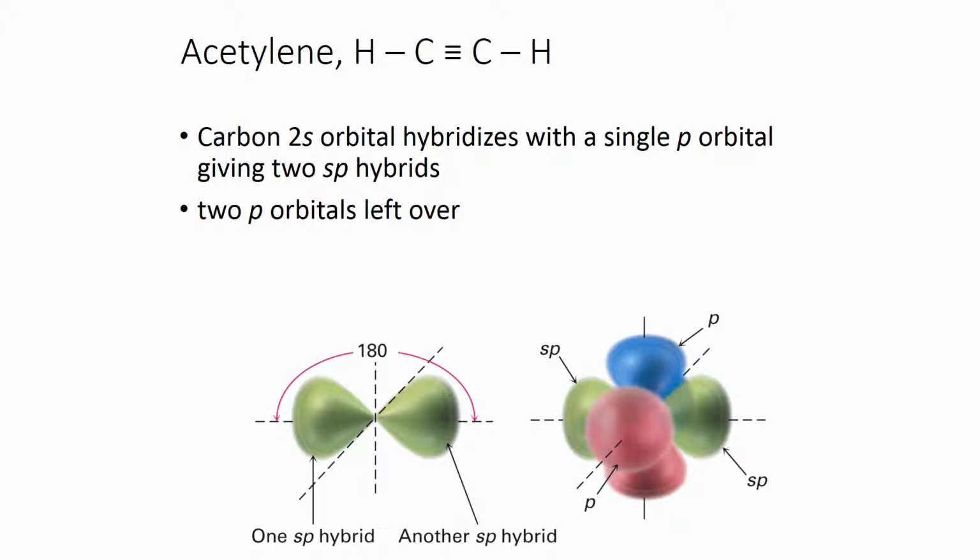Here's acetylene. One of the carbons in acetylene is going to be sp hybridized. To make an sp hybrid orbital, you take one s and one p, leaving 2 p orbitals left over. This gives 2 sp hybrids, one of them here and one of them here. The 2 p orbitals that are left over, one is perpendicular to these two, and the other is perpendicular to the other two also. So an sp hybrid, an sp hybrid, one p orbital, and another p orbital.